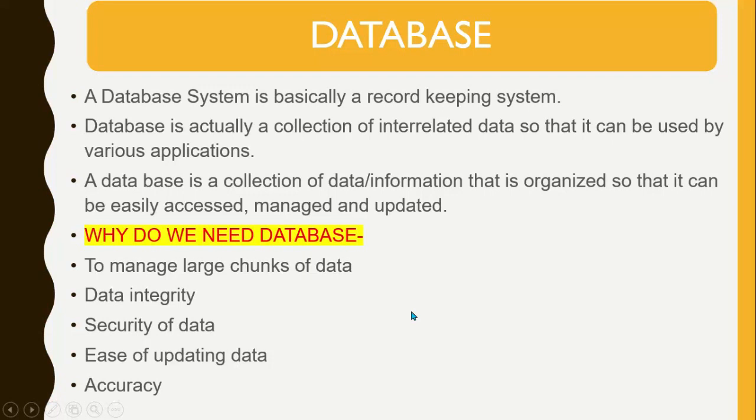Now accuracy. Accuracy means your data should be accurate. Data integrity and accuracy both sound similar, because accuracy means your data should be accurate. Whatever you are inserting in your database, it must be accurate. Okay, now in the previous slide we have discussed the database.